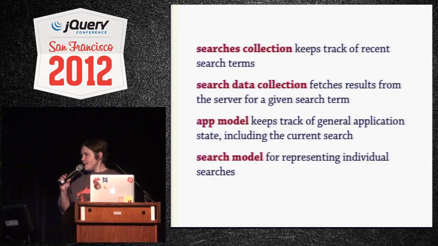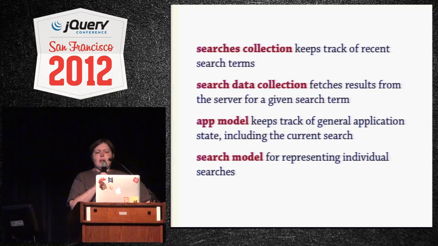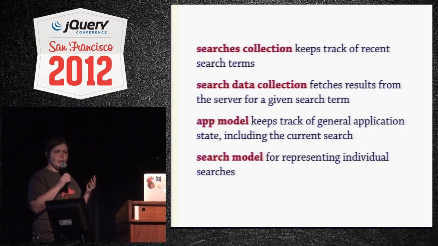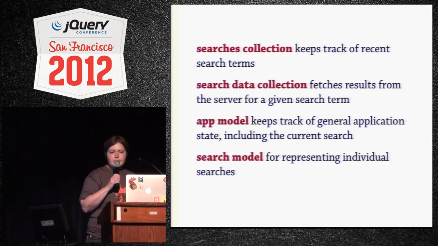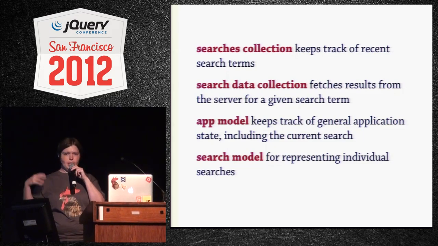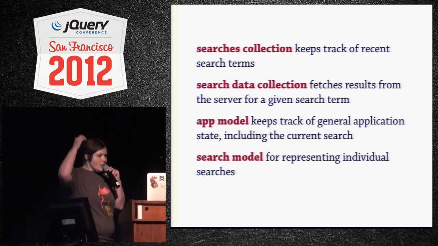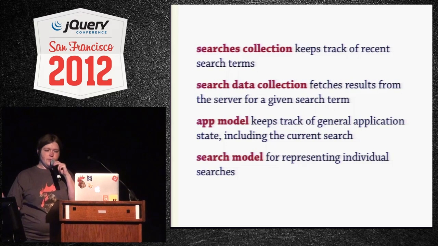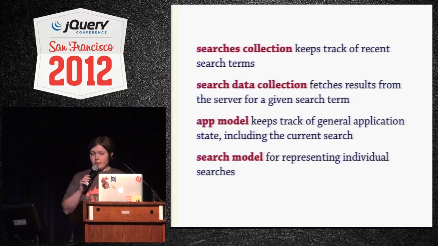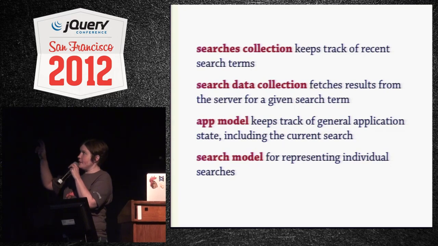Finally, we have our actual state management, our data management. I listed them in a different order on the first slide because it's easier to explain that way. For this simple little app, we have four different kinds of things that we're managing. Number one, the searches collection, which keeps track of the recent searches; every time someone searches for something, we add a new search term to it. Number two, the search results collection, which I've named terribly, actually goes and gets the search results from the server. We have an app model that keeps track of general application state, including the current search. And then we have a search model that represents the individual searches, which become entries in the searches collection.